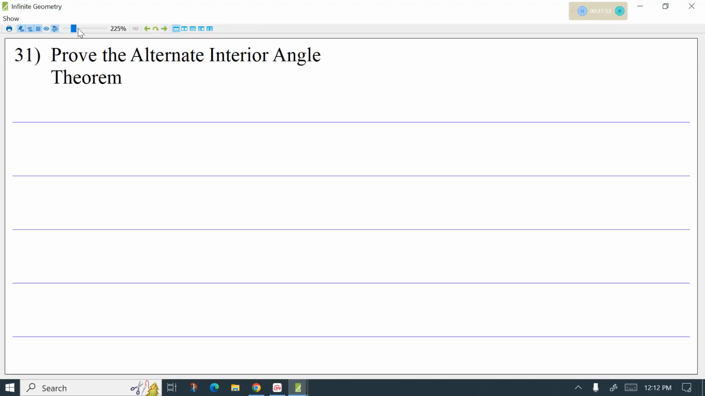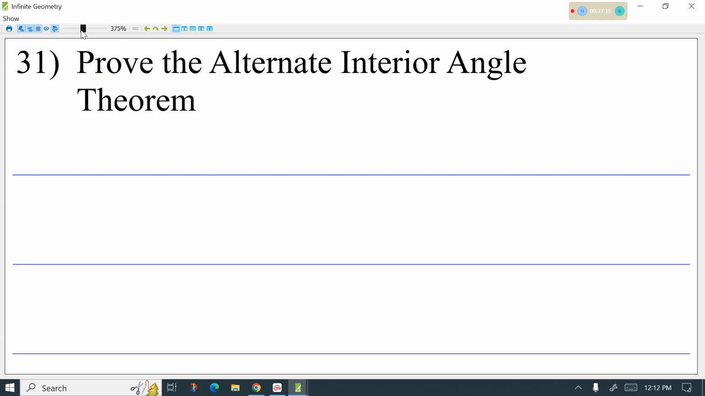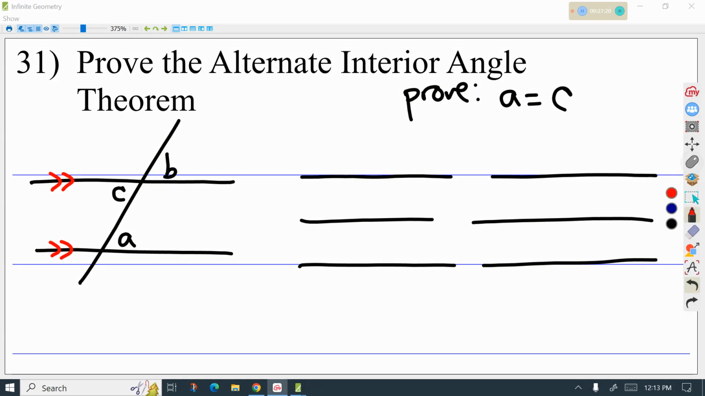Okay, so now we get to our theorems, and I'm going to pause the video so I can draw these up really quick, and then we'll jump into the proofs. Okay, so to start this off, you guys will have a picture. There'll be a diagram on your actual paper, so if you didn't copy this down in class, you should copy it now. Okay, and we'll have this proof for the alternate interior angle theorem.